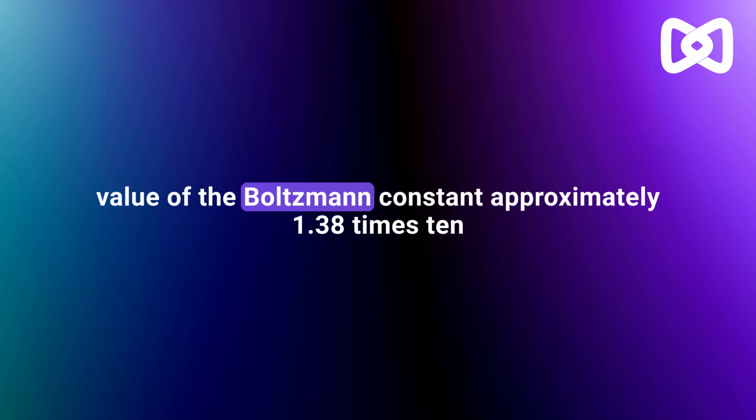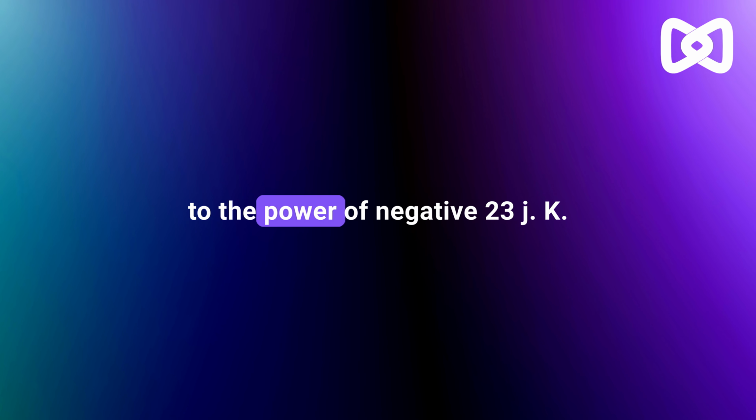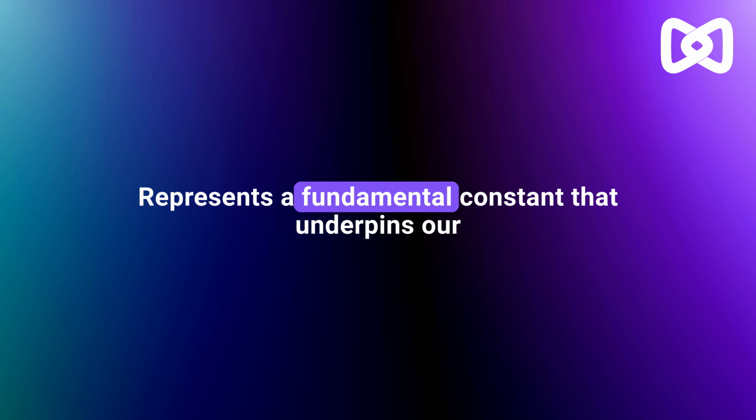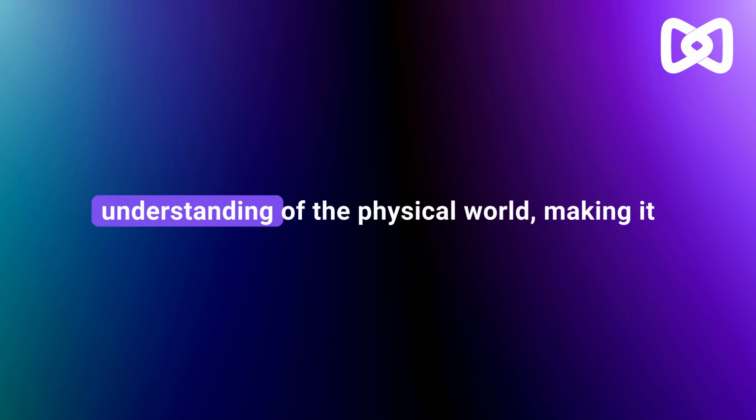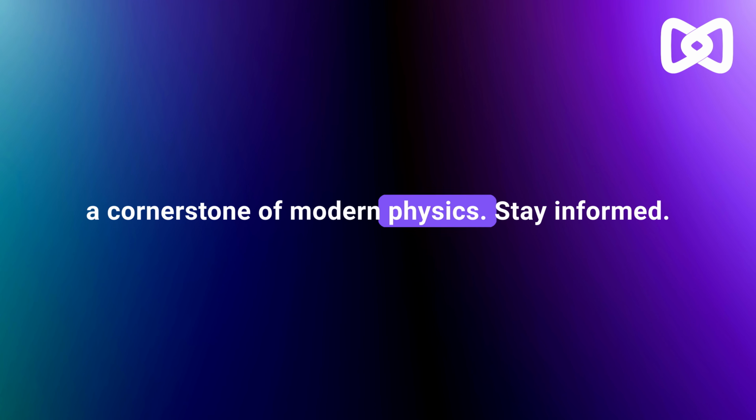The value of the Boltzmann constant, approximately 1.38 times 10 to the power of negative 23 J/K, represents a fundamental constant that underpins our understanding of the physical world, making it a cornerstone of modern physics.